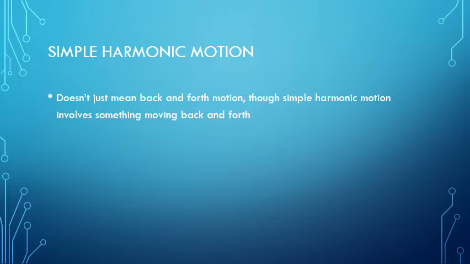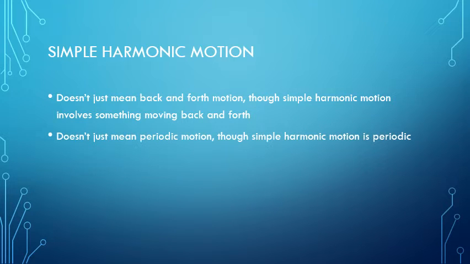Okay, it doesn't just mean back and forth motion. Just because something moves back and forth like a tennis ball against a wall doesn't mean that it's simple harmonic motion. But it could be something back and forth. All simple harmonic motion has something that moves back and forth, side to side, up and down, something like that. So that will be included. It also doesn't just mean it's periodic. Like I said, the example of the tennis ball hitting back and forth on the wall is periodic. It's going to come back to your hand if you throw it the same way every time. But simple harmonic motion is periodic.